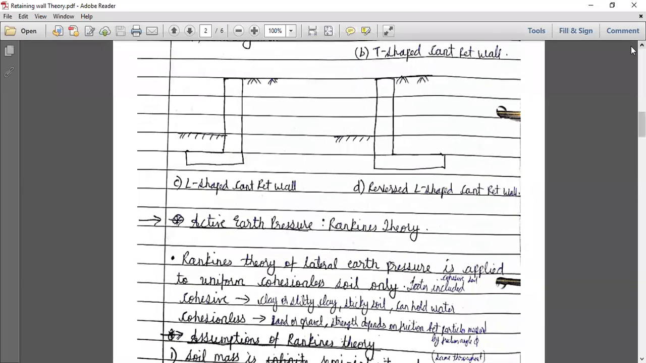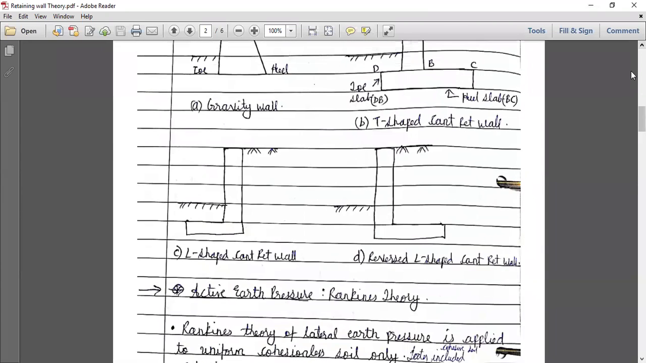Does anyone remember what cohesionless and cohesive soil are? Geotech part is coming here. Anyone? What are cohesive soils and cohesionless soils? No cohesion between soil molecules. Can you give any example? Sand. Correct. I hope everyone is aware of what cohesive and cohesionless soil are.